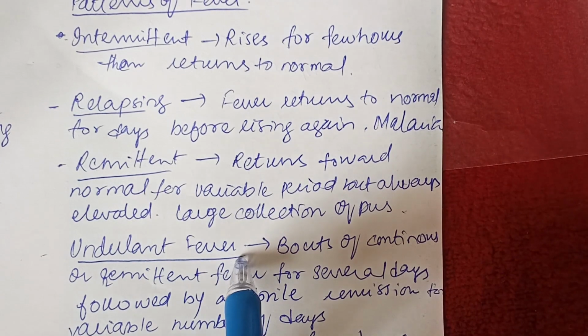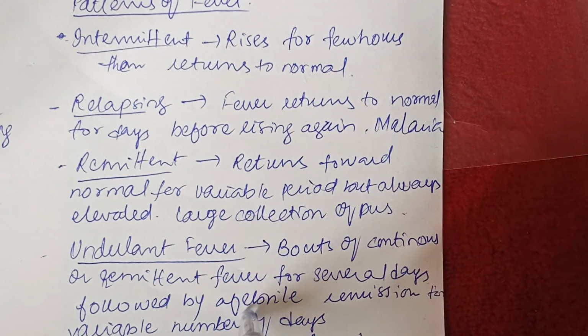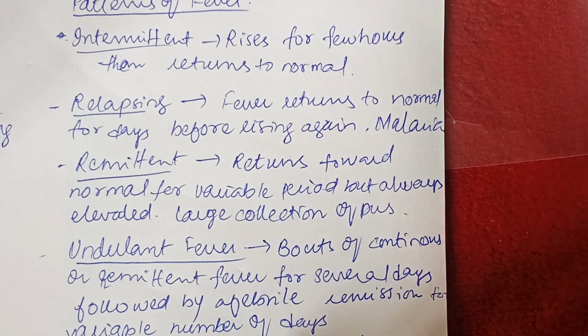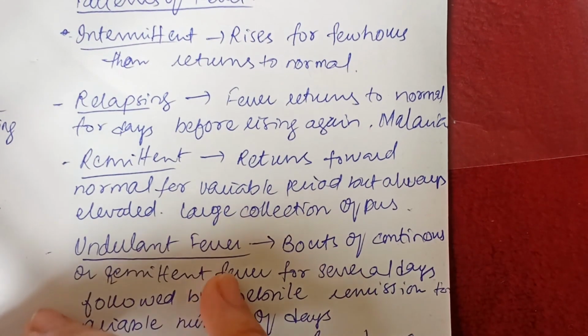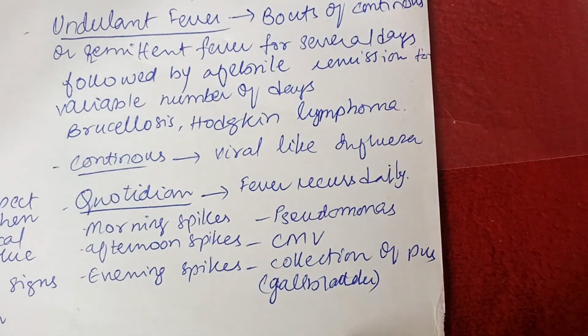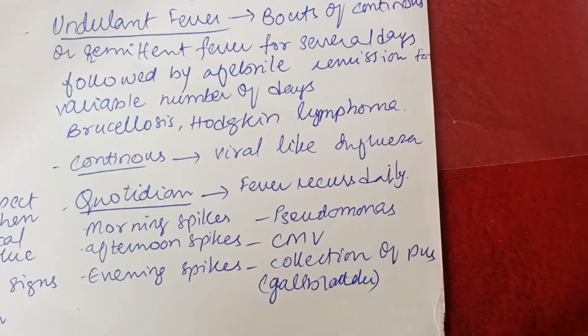Undulant fever is where there are bouts of continuous or remittent fever for several days, which is followed by afebrile remission for a variable number of days. It is seen in brucellosis, Hodgkin lymphoma, and like conditions. Then we have continuous fever. Continuous fever is seen in viral conditions like influenza.